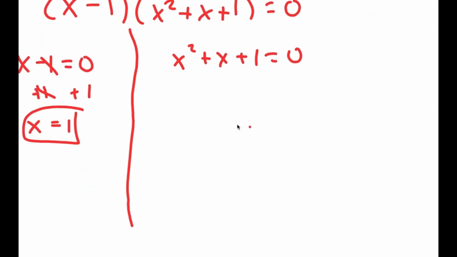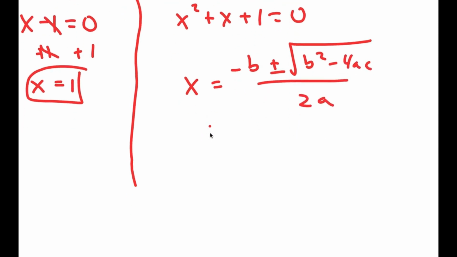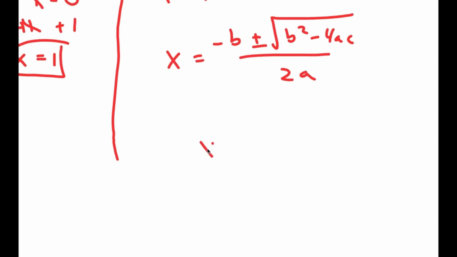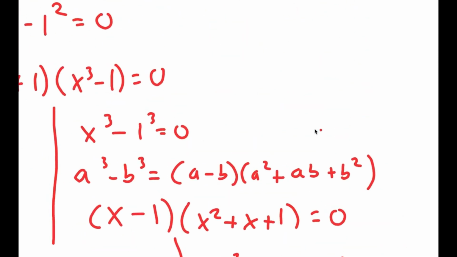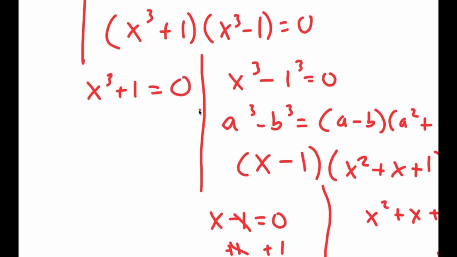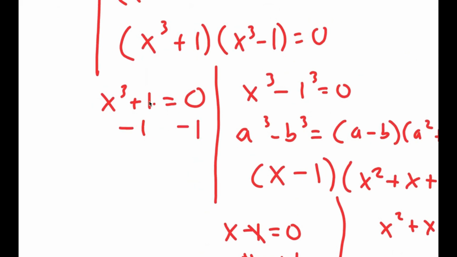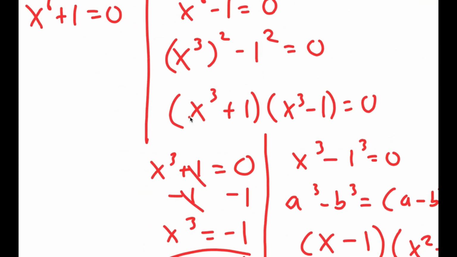And for x squared plus x plus 1 equals 0, I can use the quadratic formula. By using it, I get x is equal to negative 1 plus or minus the square root of 3i over 2. So these are two more solutions. And now we aren't done yet because we also have to solve these. So now I have x to the power of 3 plus 1 is equal to 0. I'm going to subtract 1 on both sides, so I get x to the power of 3 is equal to negative 1, meaning x is also equal to negative 1. So this is another solution.